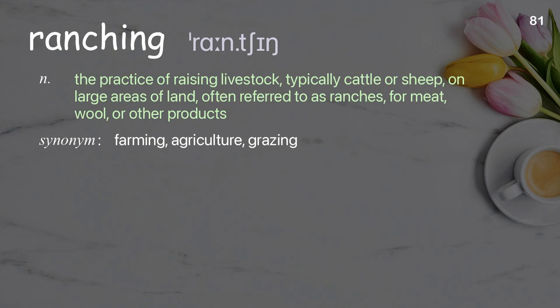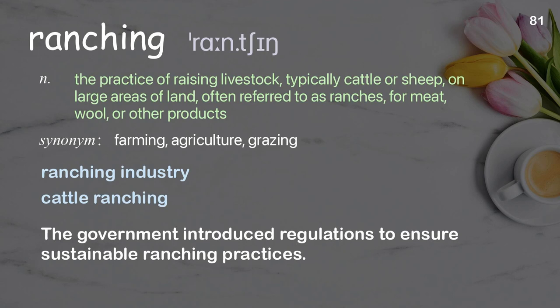Ranching. The practice of raising livestock, typically cattle or sheep, on large areas of land, often referred to as ranches, for meat, wool, or other products. Examples: ranching industry, cattle ranching. The government introduced regulations to ensure sustainable ranching practices.